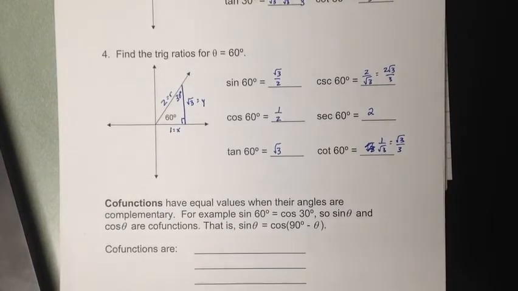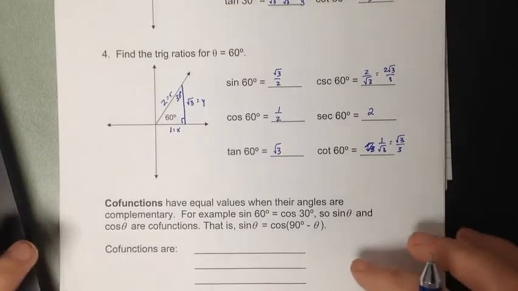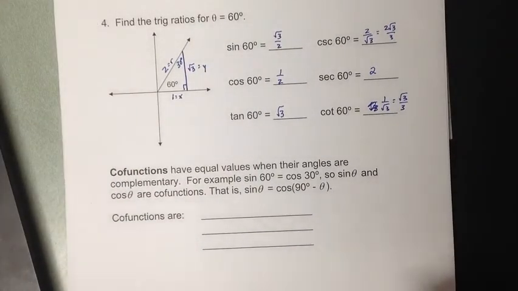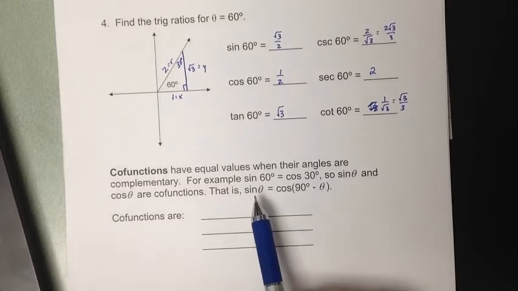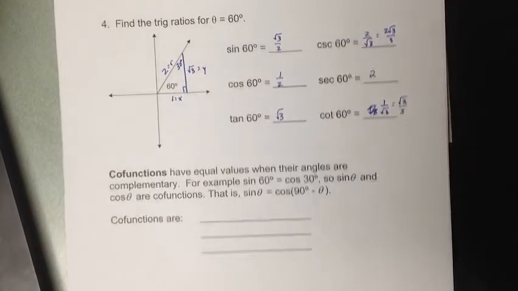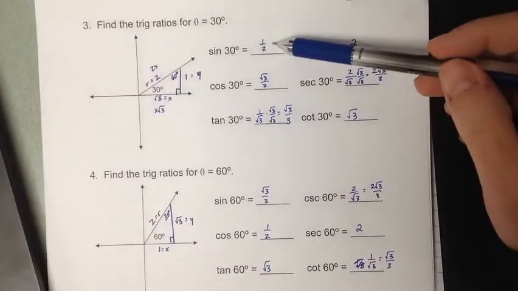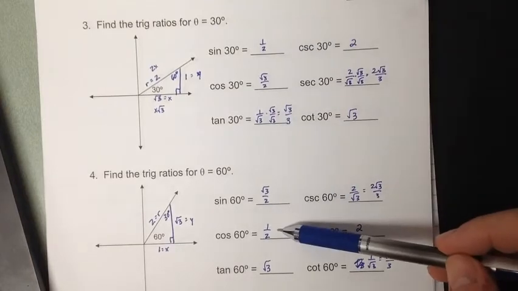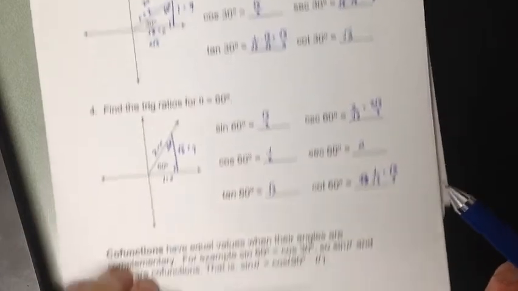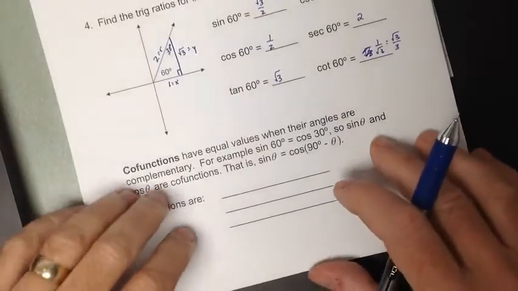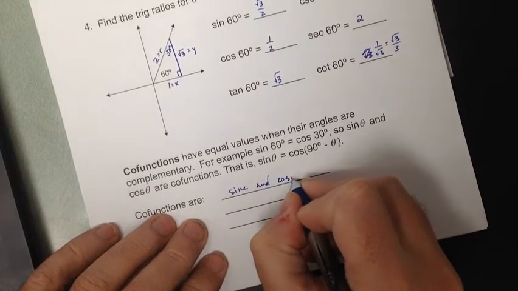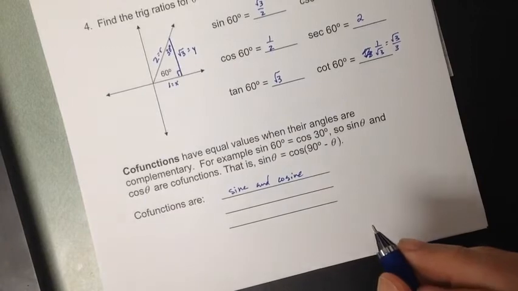All right. Last thing on this page, cofunctions. Cofunctions have equal values when their angles are complementary. For example, sine 60 equals cosine of 30 degrees. If we look up above, what we were just doing, we have sine of 30 degrees is the same as cosine of 60 degrees, or cosine of 30 degrees equals sine of 60 degrees. So sine and cosine, we would say, are cofunctions.